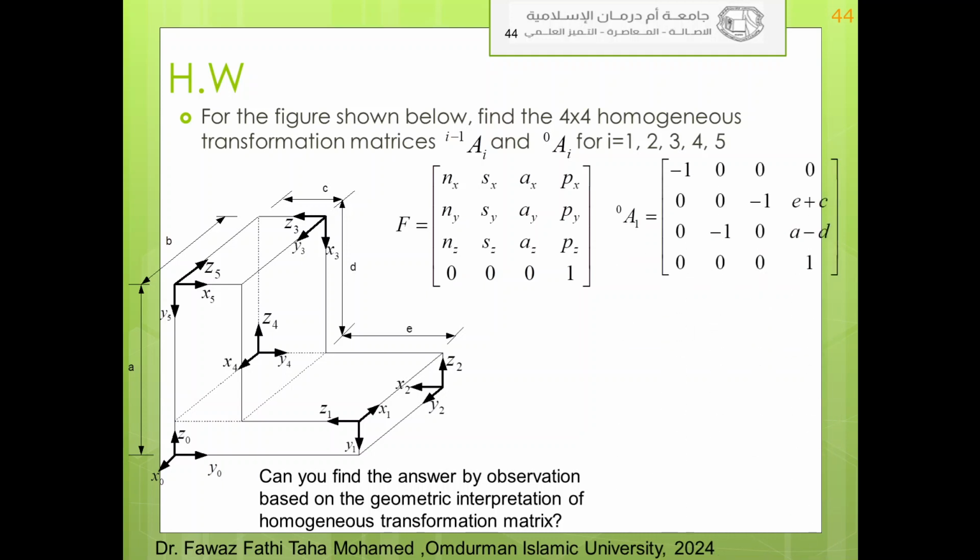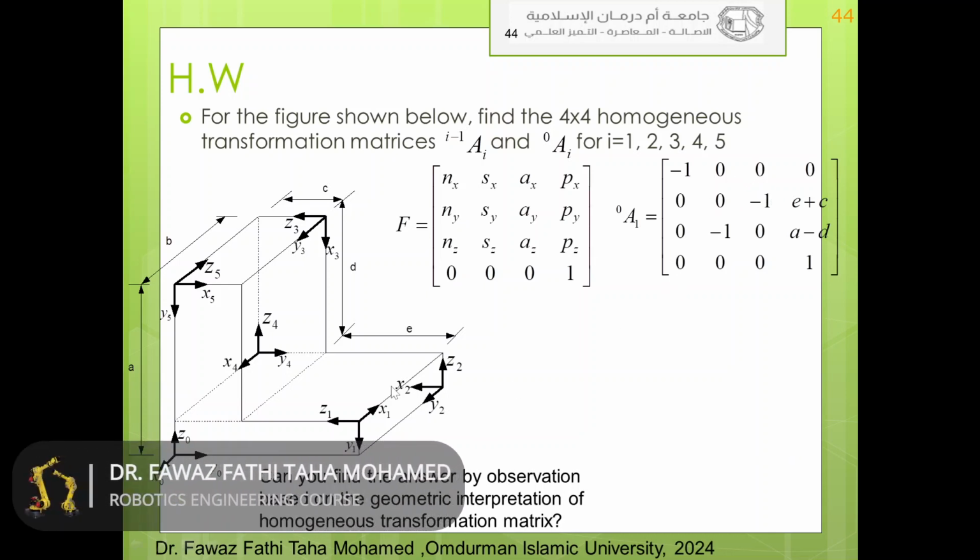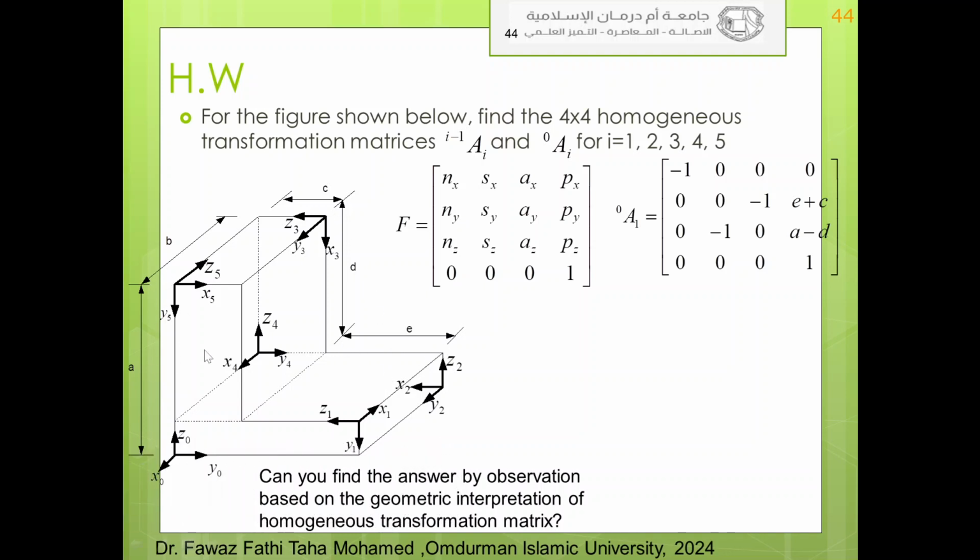Okay, so here we have this example. Here we want to find, for example, A1 to A0, A2 to A1, A3 to A2, also A10, A20, A40. Okay, here we just have an example where these dimensions are known: E, D, C, A, B.